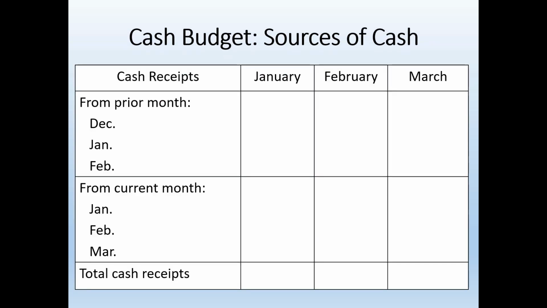Let's make a budget for the sources of cash at Miles Manufacturing. In January, the firm has two sources of cash. It expects to receive the last bit of cash from the December sales and the first part of the cash from January sales. So the December sales were $90,000. The firm expects to have collected 75% of that amount in December. So in January, the firm expects to collect 24% of December's sales.